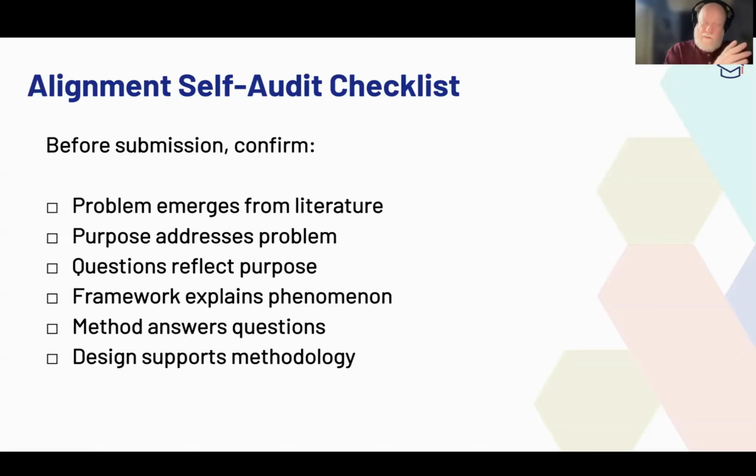So, does the problem emerge from the literature? Does the purpose address the problem? Do the questions reflect the purpose? Does the framework explain the phenomena or variables? Does the method try to answer the actual questions? Do they align? And does the research design actually support the methodology? So you can kind of use that 6-step process as sort of a checklist.